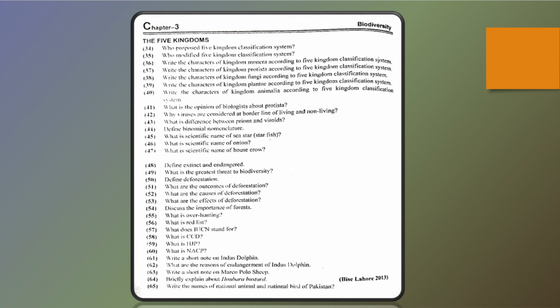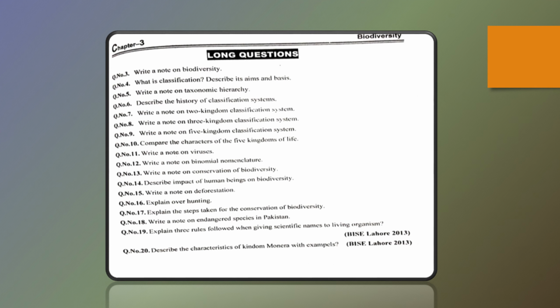Now the long questions of chapter number 3, biodiversity. Write a note on biodiversity. What is classification? Describe its aim and basis. Write a note on taxonomic hierarchy. Describe the history of classification system. Write a note on two kingdom classification system. Write a note on three kingdom classification system. Write a note on five kingdom classification system.